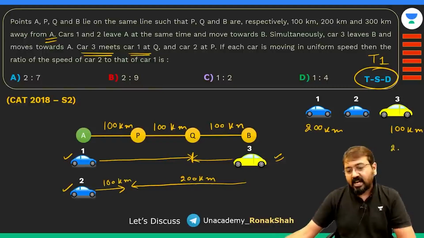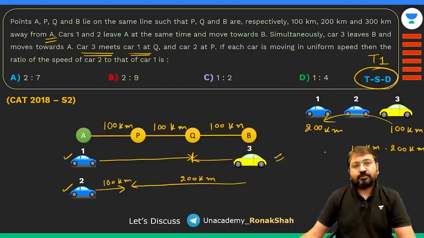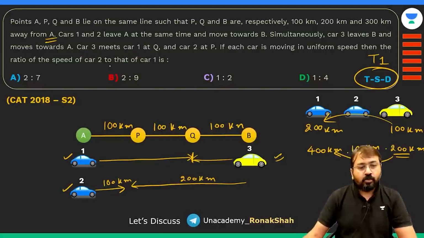So I can say when car 3 travels 200 km, car 2 travels only 100 km. Now it's very easy to make out that car 1 travels double the distance of car 3. So when car 3 travels 200 km, car 1 must have traveled 400 km, right? So what do we need to find out? We are asked to find the ratio of speed of car 2 to that of car 1.